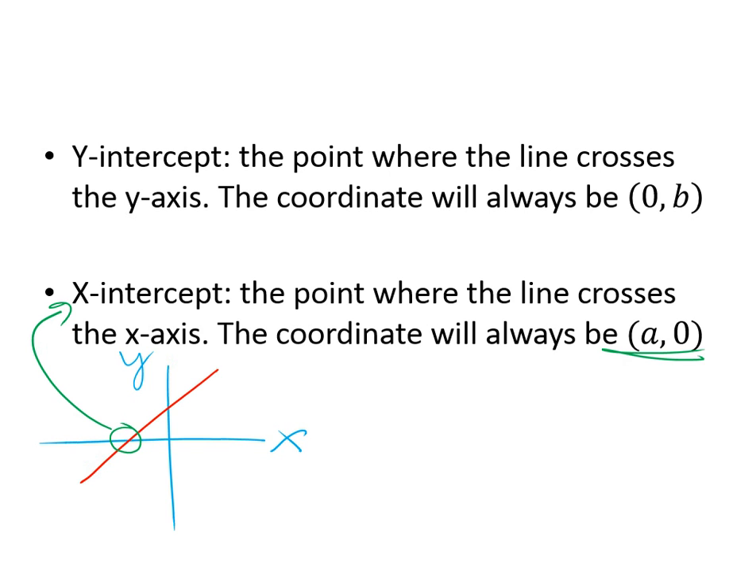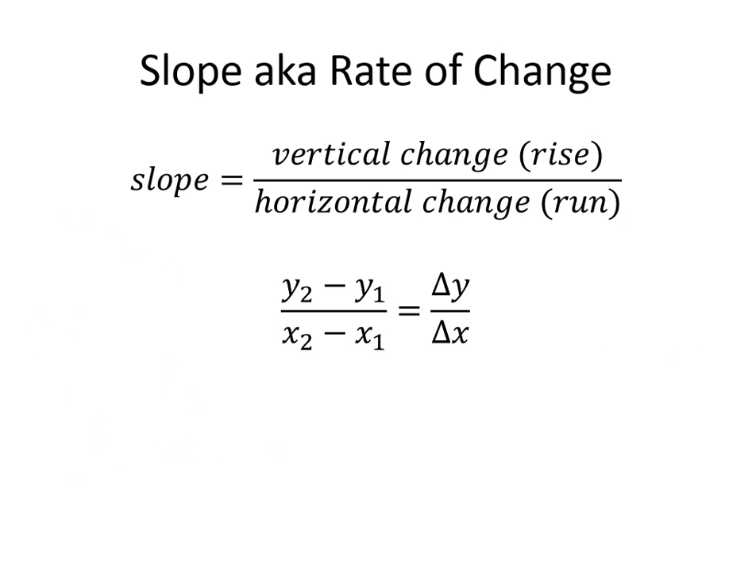Now this point is your y-intercept. It's where it crosses the y-axis. And that point will always be 0 comma some number, 0 comma b. Because as you see, anywhere along the y-axis, you always have an x value of 0. So your x and y intercepts are where they cross the axes. Alright, that's the first key in a linear function.